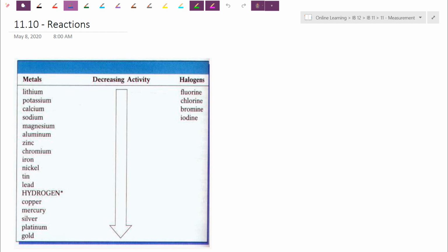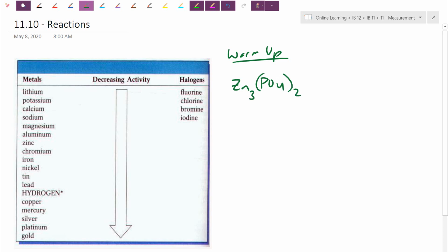You need to be comfortable going from the symbols to the word name, as well as the word names to the symbols. We'll come back to this activity series in a second here, but just as a quick warm-up, let's see if we can name the compound here. I'm going to go Zn. We're going to throw on a PO4. So I'm going to work with the charges there. Zn3, PO4, 2.